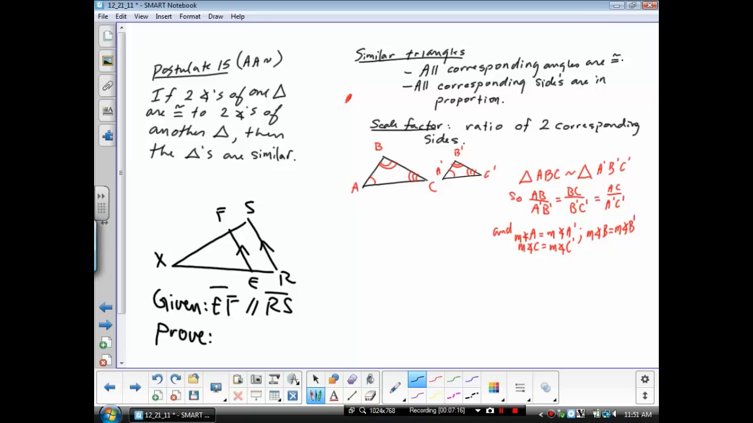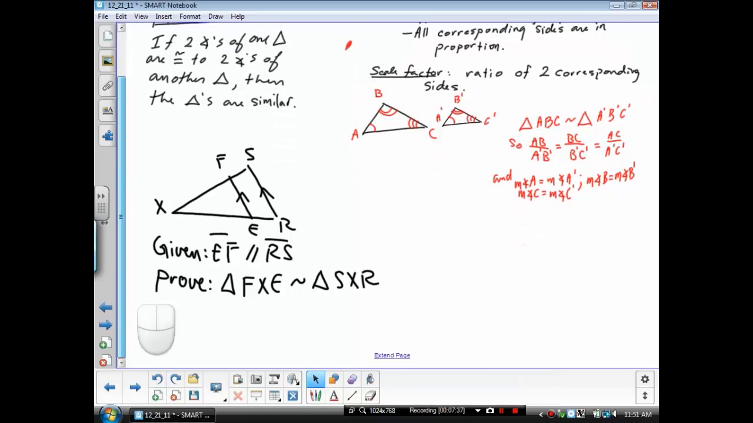Okay, so we're going to prove that triangle FXE is similar to triangle, if I go FXE, then I'm going to have to go SXR. The second thing I want to prove is that the ratio of corresponding sides, FX to SX, is equal to EF to RS.